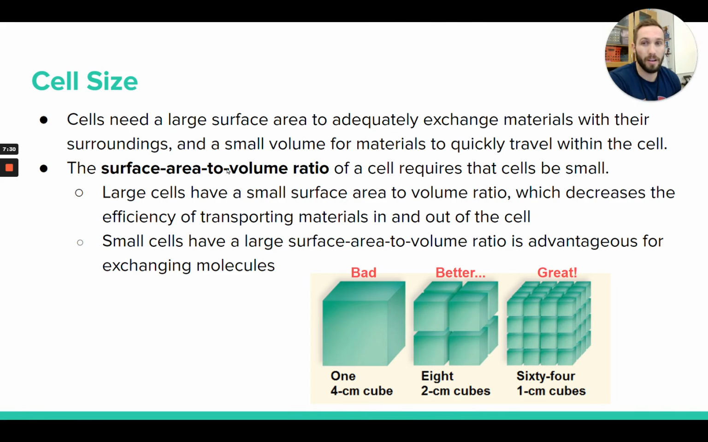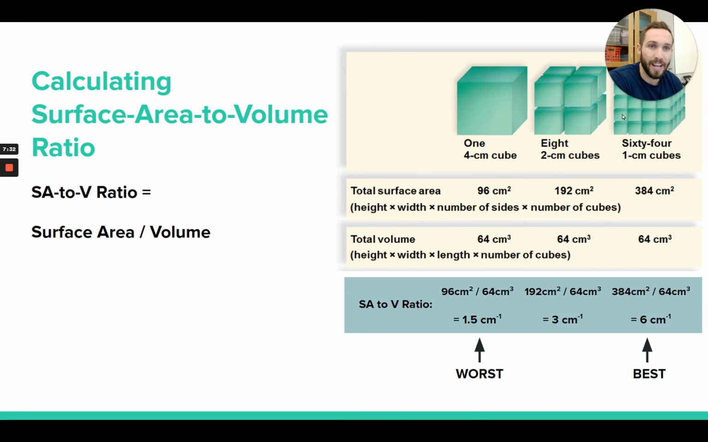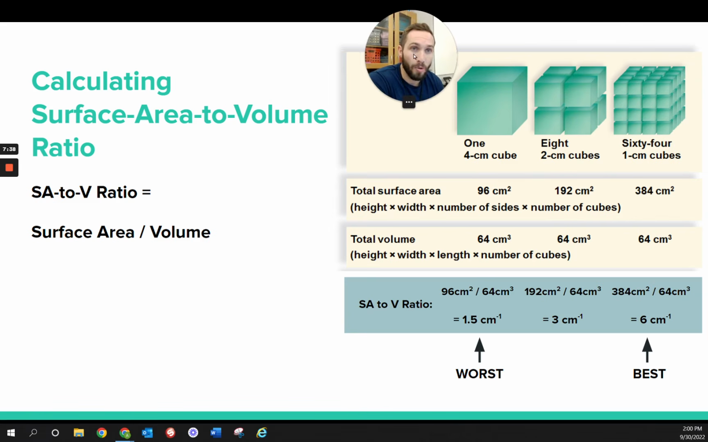And so if you look here, here are 3 examples. Let's just pretend this is one large cell, and then we could take up this volume and spread it out amongst super small cells, 64 smaller cells. But all 3 of these examples have the same volume, right? This takes up 64 cubic centimeters. This takes up the same amount of space. This takes up the same amount of space. So they all have the same volume, but they have different amounts of surface.